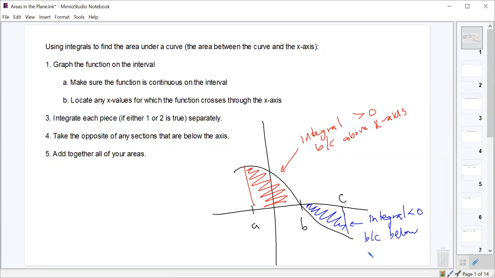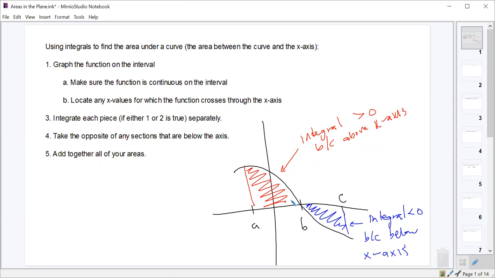And so that's very important because when we talk about the area between a curve and the x-axis, we want to take into account both the stuff that's above and the stuff that's below, but we want the stuff that's below to be indicated as a positive unit of measure because we can't have negative area.